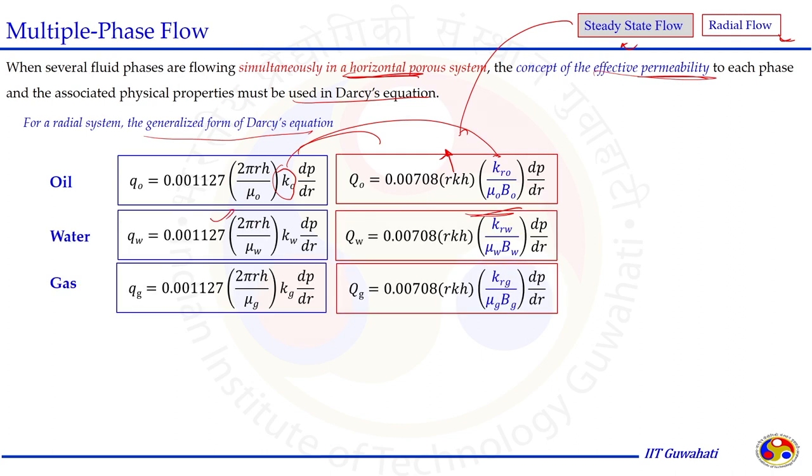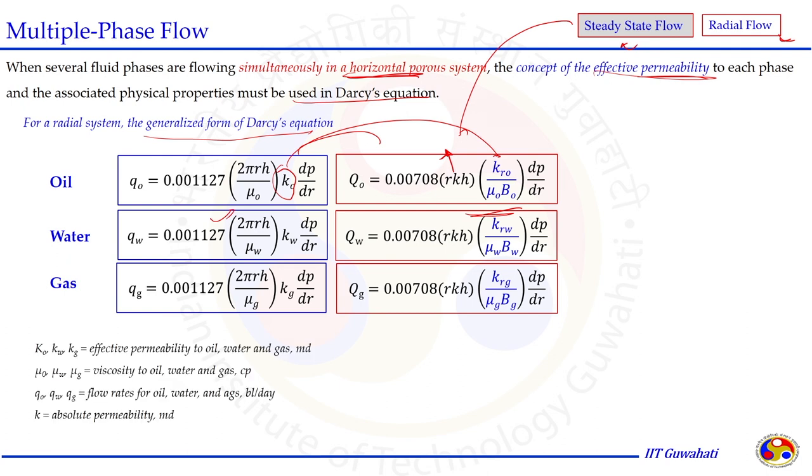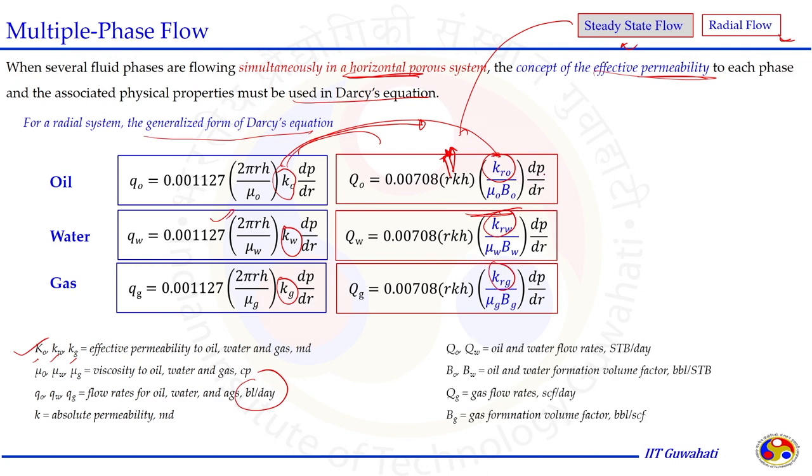Similarly we can write for the water, similarly we can write for the gas, and these are the nomenclature for the different parameters that are appearing here. So the effective permeability of the oil is appearing in the oil expression. For the water it is Kw, for the gas it is Kg. They can be transferred to K, that is absolute permeability. K is absolute permeability and Kro is the relative permeability of oil, similarly for the water and similarly for the gas. Now this equation can be solved for steady state condition.